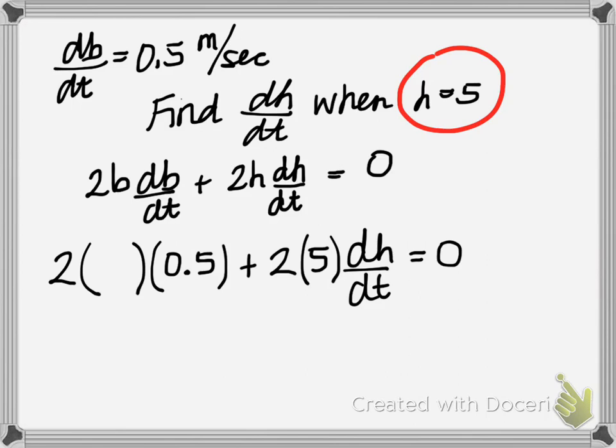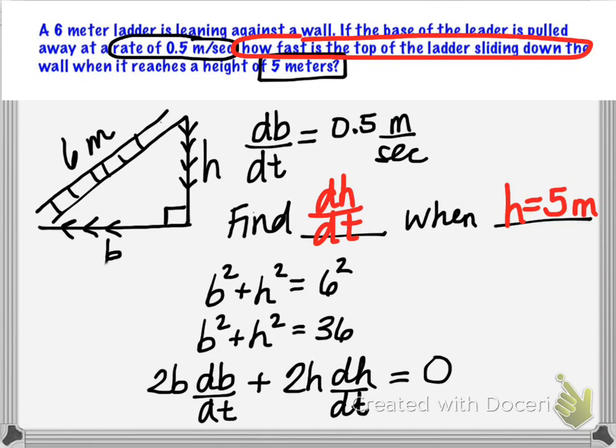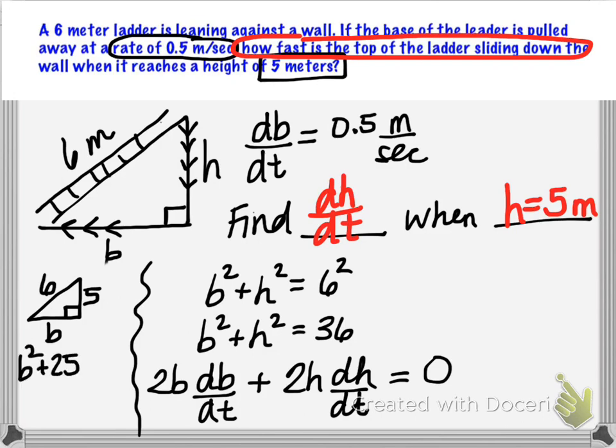So here's what our equation looks like right now. You can see we're missing this b value. So we need to think about how we can find the value of b when the height of the ladder is 5. If you go back to your diagram, we had a right triangle. So it's as if we're looking at the instant when the height is 5, the length of the ladder is still 6, and we need to solve for b. In other words, we need to do the Pythagorean theorem on this little triangle. b squared plus 5 squared, which would be 25, equals 6 squared, which is 36.